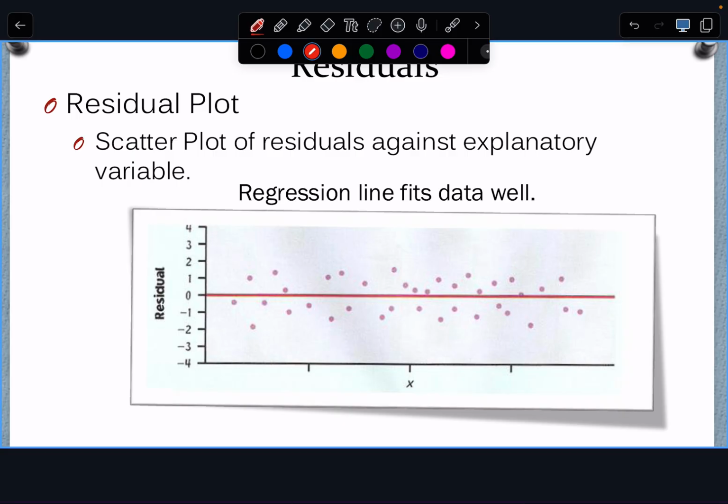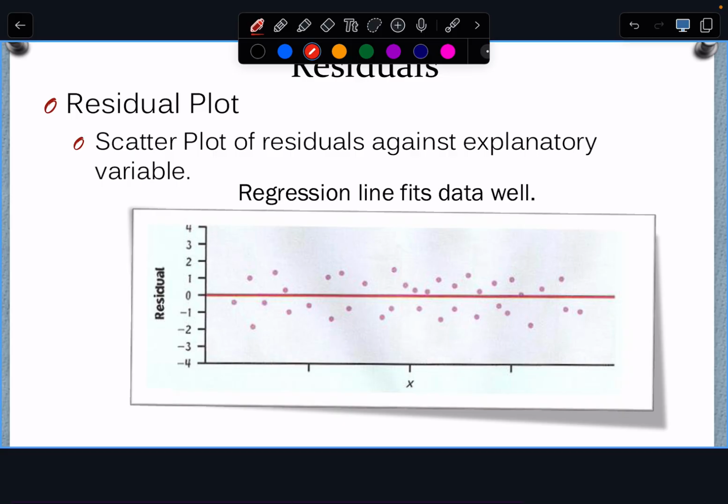But the problem with scatter plots is they can sometimes hide nonlinear patterns. So it may look fairly linear on the surface, but there might be an underlying nonlinear association that we can't see in the scatter plot. And that's where these residual plots come in. These will magnify any nonlinear relationship that may occur within our association.